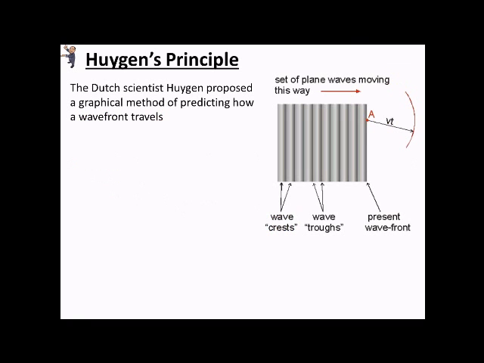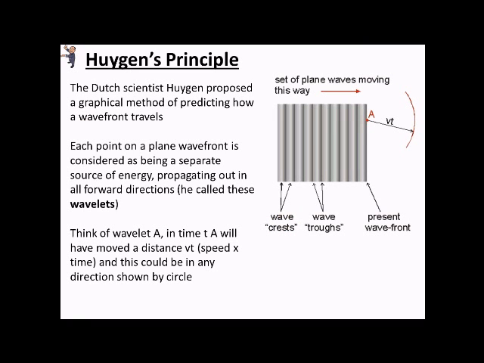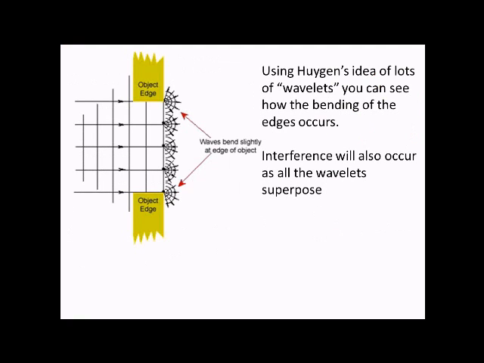So first up we've got to look at Huygens' Principle. He suggested that each point on a wavefront should be considered as a separate source of energy called a wavelet, and the energy propagates out in a forward direction from each of these individual points. So if we imagine a wave here with a number of wavelets on the front, if this passes through a gap, the wavelets at the edge are going to start to bend. As they begin to bend, they interfere with the other wavelets and the waves superpose and you get diffraction, which you would have seen at GCSE.